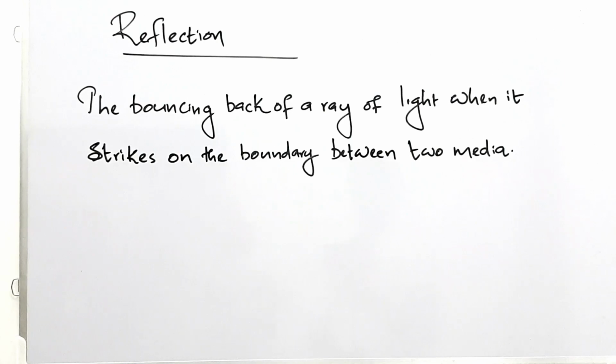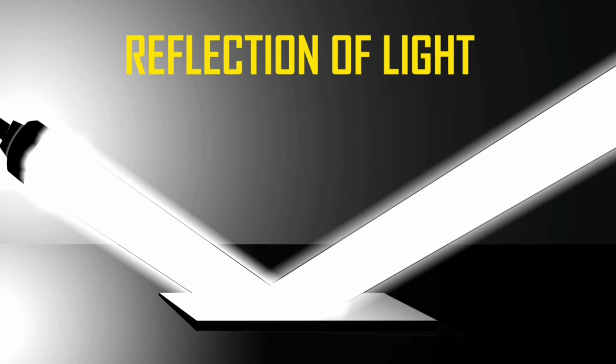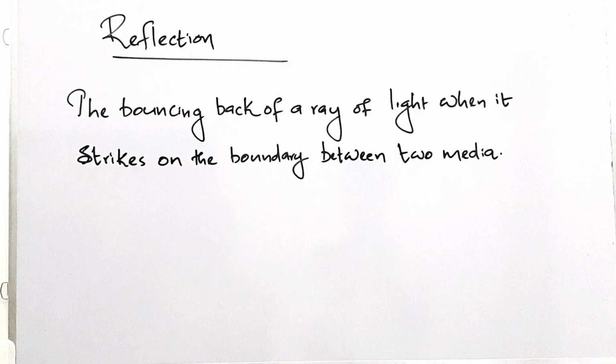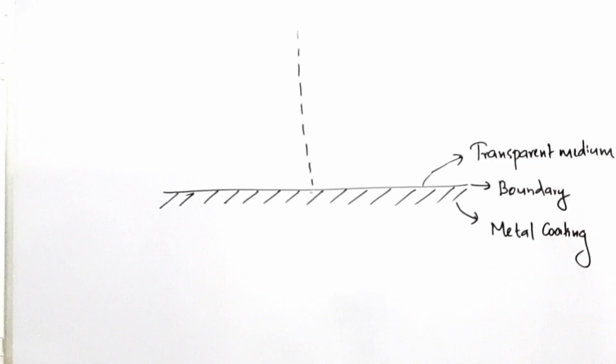Our next topic is reflection. What is reflection? The bouncing back of a ray of light when it strikes on the boundary between two media is called reflection. For the purpose of convenience, we are using a plane mirror, which can explain the property of reflection of light. In optics, plane mirror is represented by a shaded straight line.